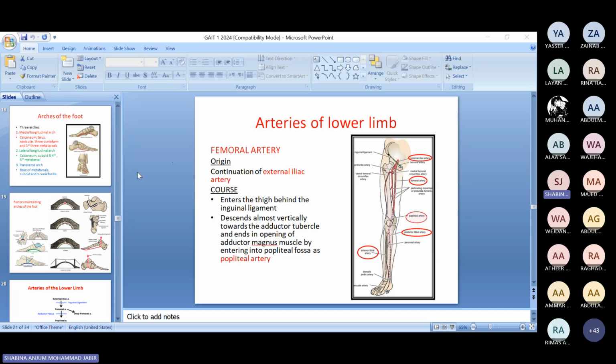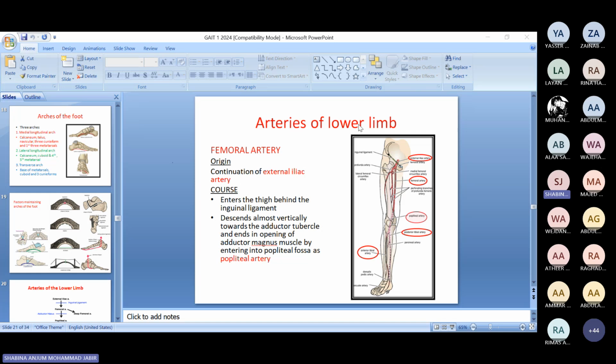So what happens to the profunda femoris artery? Here the profunda femoris artery is the largest branch of the femoral artery. It is going to give the medial and lateral circumflex arteries. So what about the medial and lateral circumflex? You can see there is one artery, the lateral circumflex, and there is another, the medial circumflex.